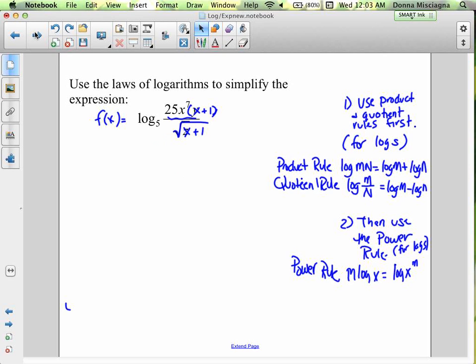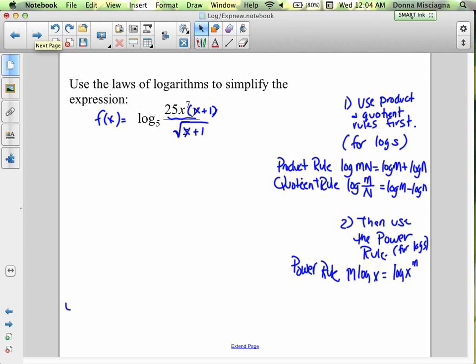All right, so use the laws of logarithms to simplify the expression. So I put the steps over there. We're going to use the product and quotient rules first, and that's the product and quotient rules for logs, not necessarily the product and quotient rules for derivatives. As a reminder, the product rule for logs, so the log of a product, is equal to the sum of the logs. And we're going to use the quotient rule. So the log of a quotient is equal to the difference of the logs.